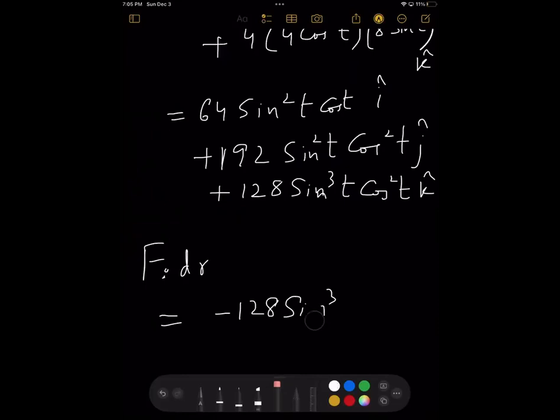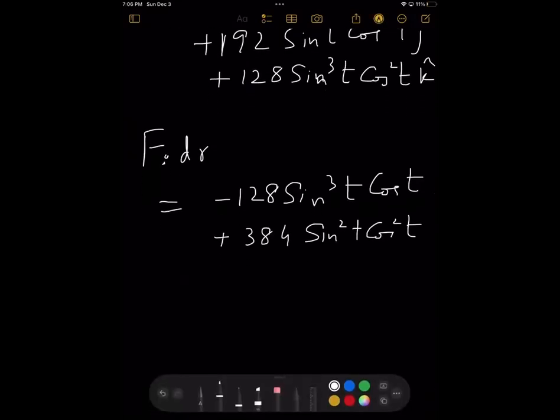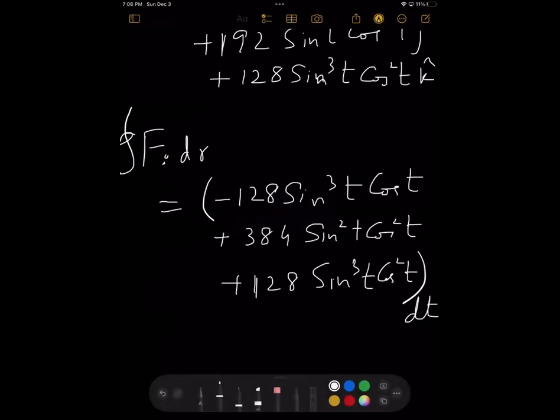cos t plus 384 sine square t cos square t plus 128 sine cube t cos square t dt, and it is going from 0 to pi. t is given from 0 to pi. So now from here you can solve.